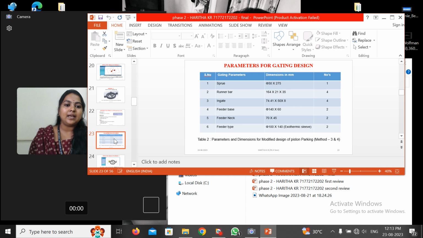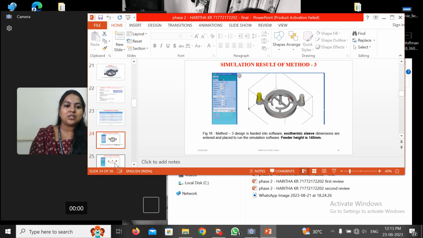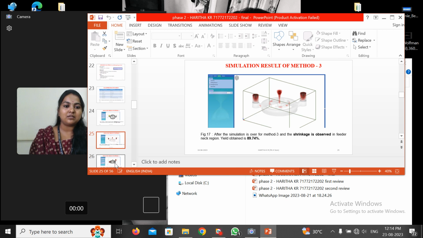molten metal. And here, about the different parameters, I am using a feeder with respect to the feeder neck. Then the exothermic sleeve is a 4 cross 4 inch sleeve. The exothermic sleeve is used for methods 3 and 4. These are placed with the feeder height at 140 mm, but the total height of around 200 is placed between the exothermic sleeve, and here the height is also reduced. And this is about the simulation result.